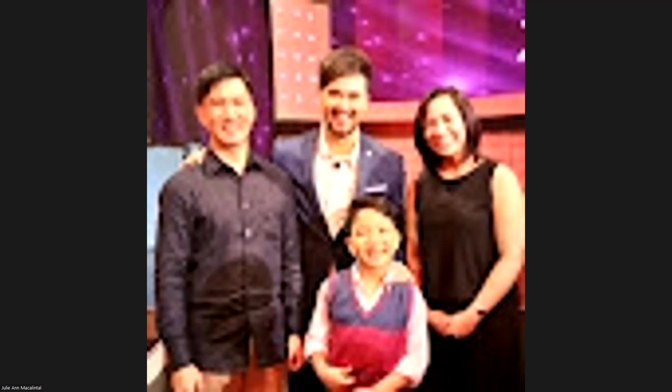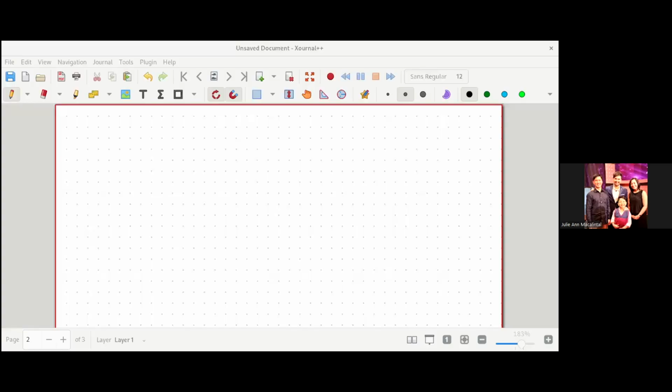I-share ko din yung screen. Tapos tingnan natin yung problem. So, yung problem ay integral of 8 minus x squared from negative 1 to 2.